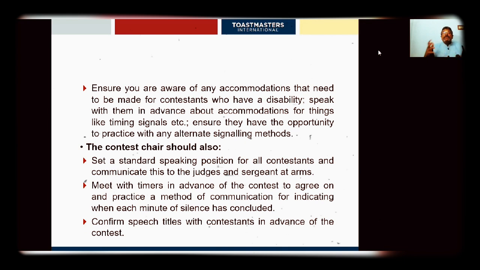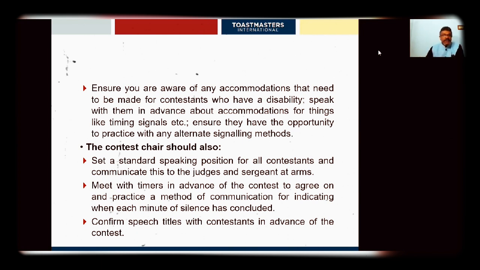Ensure you are aware of any accommodations that need to be made for contestants who have a disability. Speak with them in advance about the accommodations for things like timing signals, etc. Ensure that they have the opportunity to practice with any alternate signaling methods.